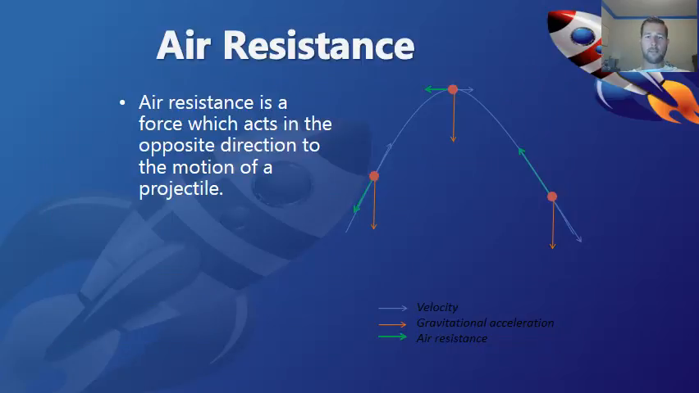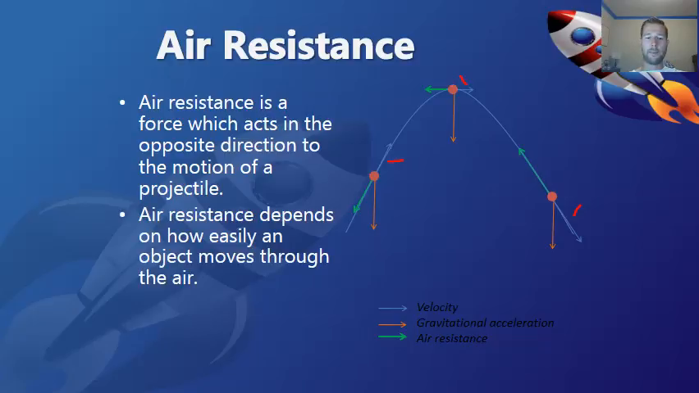Introducing air resistance now. Air resistance is a force which acts in the opposite direction to the motion of the projectile. So looking at this diagram that we've got here, we can see the motion of the projectile is given by the blue arrows. So we've got one arrow there, another one here. And you can see they're pointing along the path of the projectile. Now, the air resistance acts directly opposite that, so in the opposite direction of the velocity.